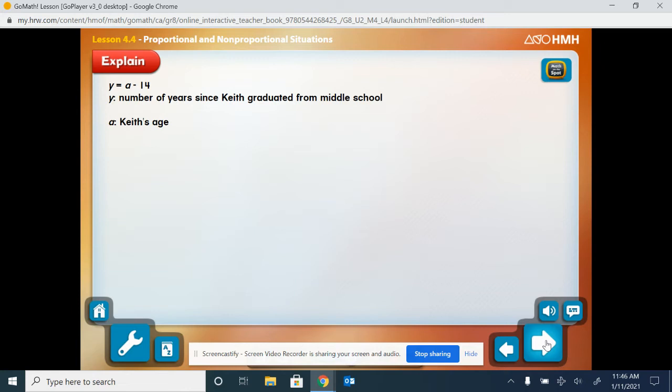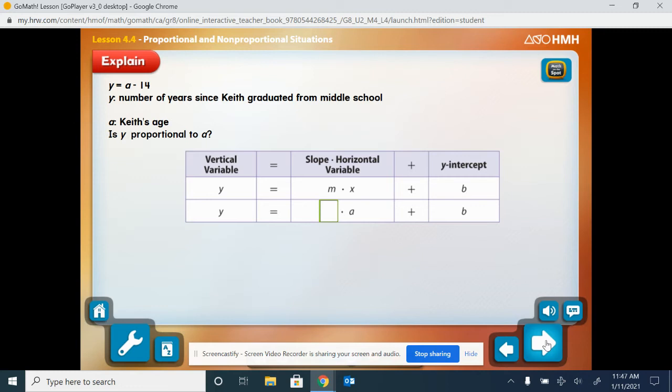The number of years since Keith graduated from middle school can be represented by the equation y equals a minus 14, where y is the number of years and a is his age. Is the relationship between the number of years since Keith graduated and his age proportional or non-proportional? The equation y equals a minus 14 is in slope-intercept form y equals mx plus b, where the horizontal variable is a instead of x. What is the value of m, the slope of the line?